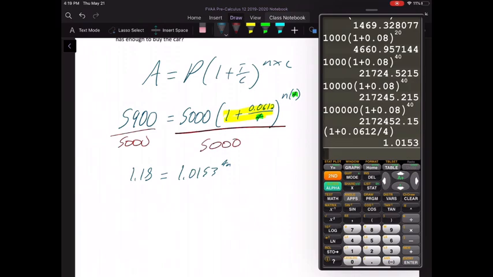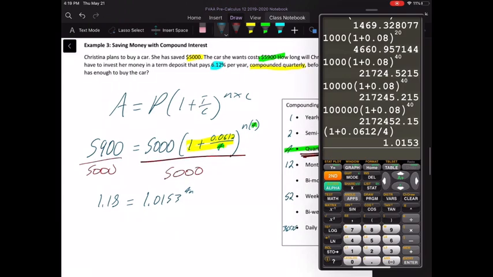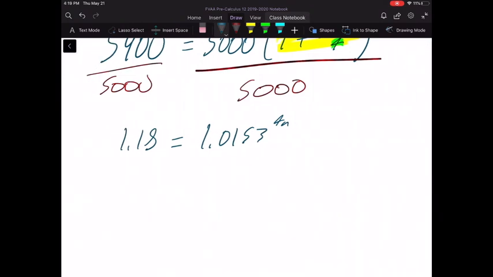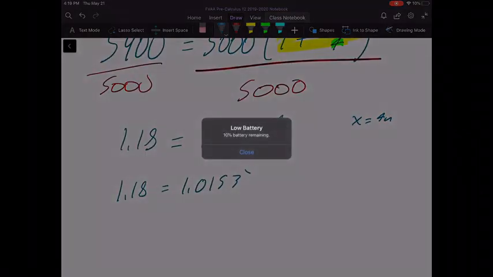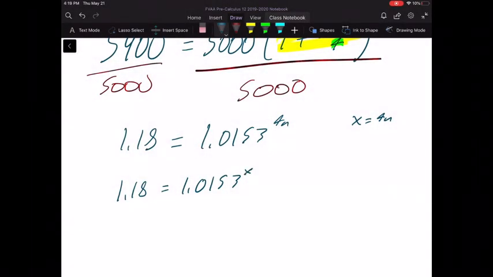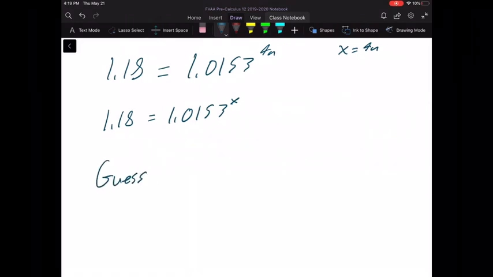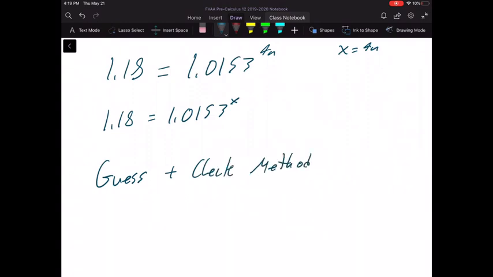Now, sometimes it's helpful to solve this equation by substituting x in the place of the exponent and understanding that x is equal to 4n. So if I say that 1.18 is equal to 1.0153 to the x, then I can actually solve this. There's a couple of methods you can use. You can use guess and check. Next chapter, we're going to learn the better method. But for now, you can use the guess and check method, or you can graph it.